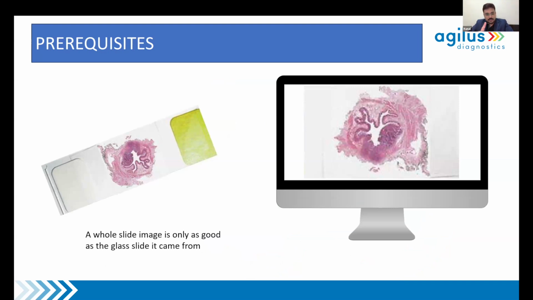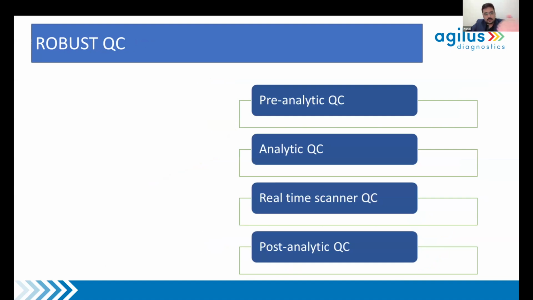So the quality of your glass slide will determine the quality of your digital slide. So always make sure that you prepare slides of extremely high quality. You use the correct kind of slides, the good quality slides available in the market. And you have a very robust quality check system, which has to include pre-analytics, analytics, real-time scanner QC, and post-analytic QC.